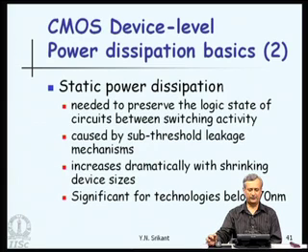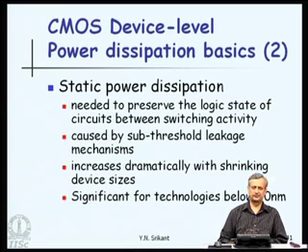The second type of power dissipation that can happen in a CMOS device is static power dissipation. So, what is static power dissipation? Well, it is needed to preserve the logic state of circuits between switching activity.